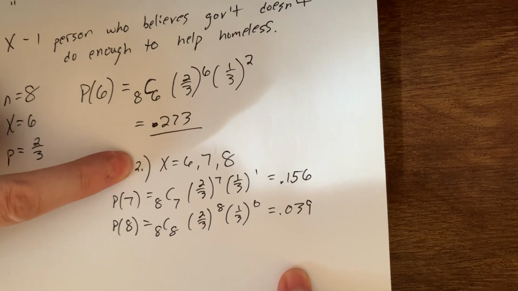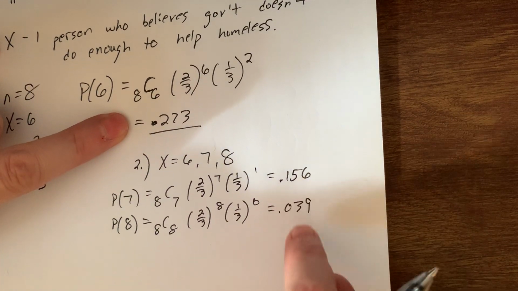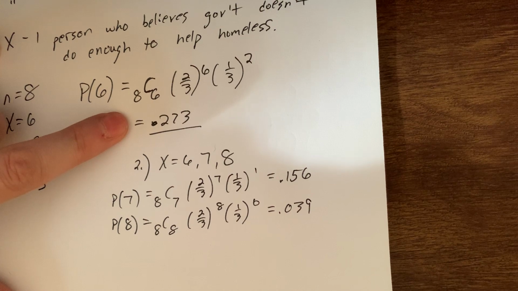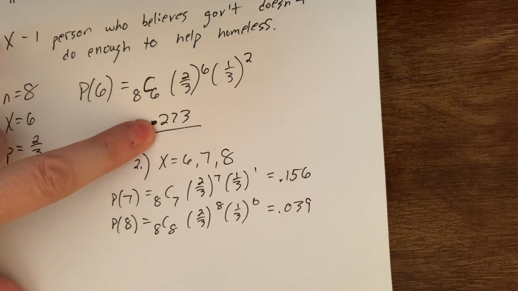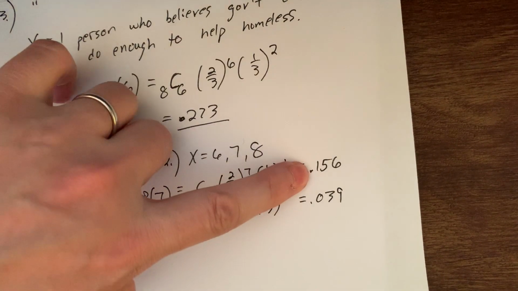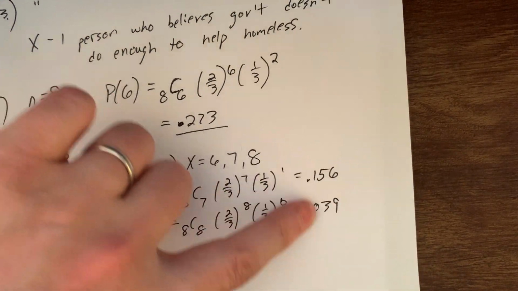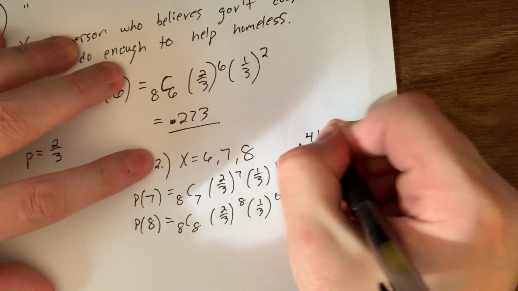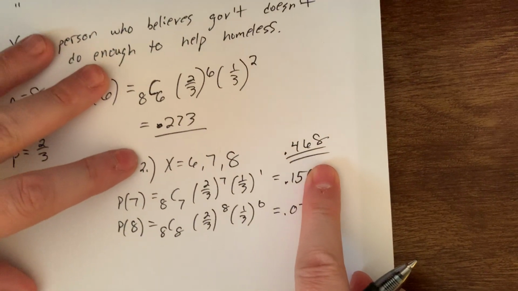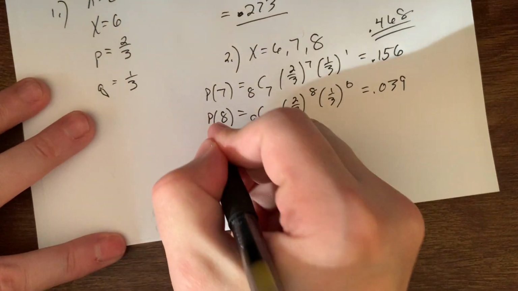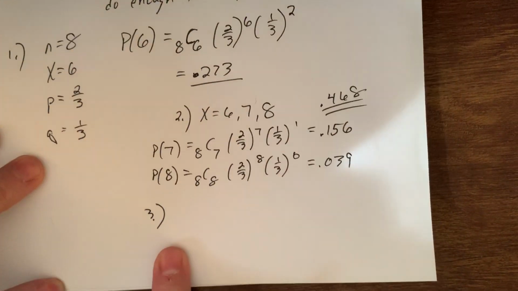But the final answer for number 2, I need each of these probabilities added together. So I'm going to finish with, oops, sorry, miscopied. This, the 0.273 plus 0.156 plus the 0.039 for a final answer on number 2 of 0.468. And now last but not least, number 3.